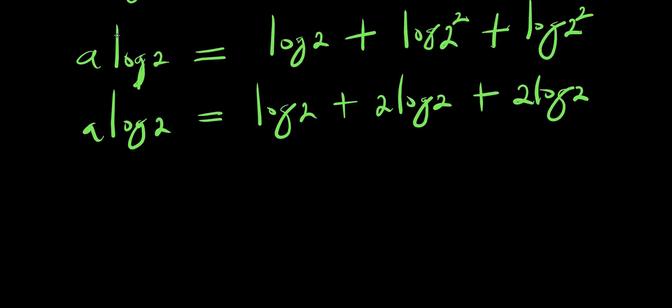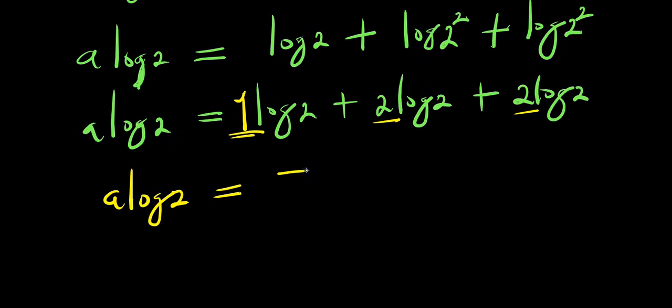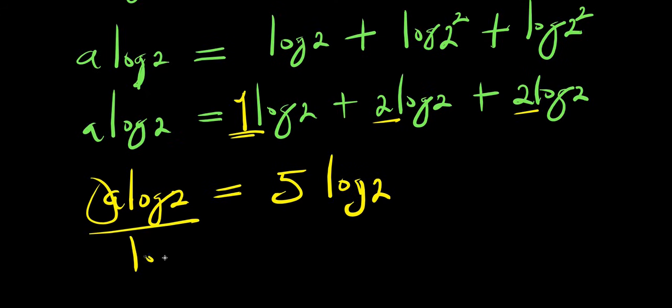So from here, remember the coefficient here is 1. So we have a times log 2 equals 1 plus 2. That is 3 plus 2. That is 5. So what we are going to have will be 5 log 2. We can isolate a by dividing this by log 2, and we divide this by log 2. So this cancels this.